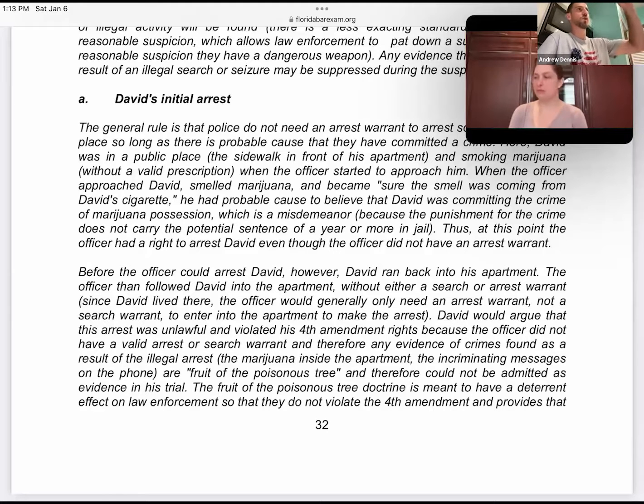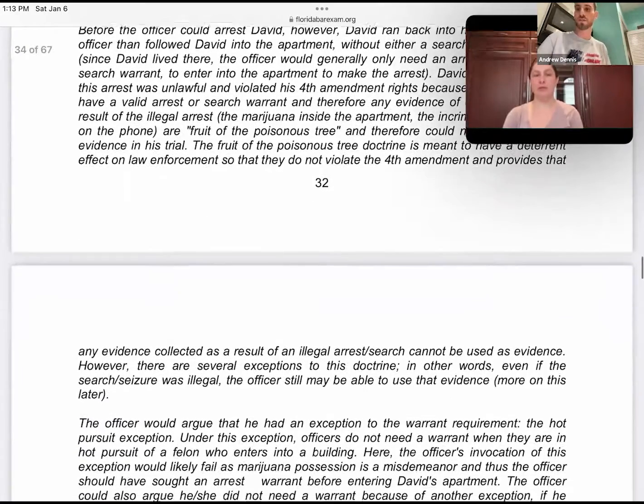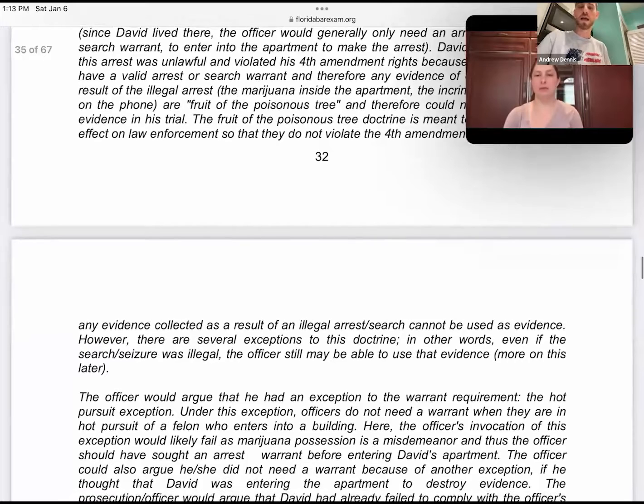Remember, exclusionary rule, anything found in violation of the exclusionary rule will also be excluded under the fruit of the poisonous tree doctrine. The fruit of the poisonous tree doctrine is meant to have a deterrent effect on law enforcement so they do not violate the Fourth Amendment, and provides that any evidence collected as a result of an illegal arrest or search cannot be used as evidence. However, there are several exceptions to this doctrine. In other words, even if it was illegal, the officer may still be able to use that evidence. What I was forecasting would be the inevitable discovery doctrine.